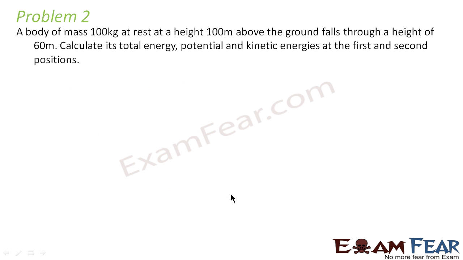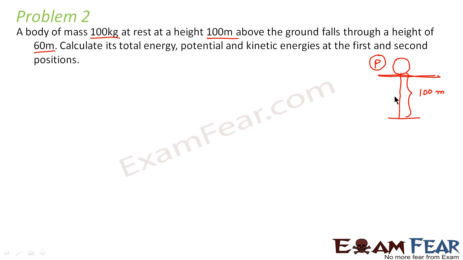The next problem says a body of mass 100 kg at rest at a height 100 meter above the ground falls through a height of 60 meter. That means the body of mass 100 kg is at rest at a height of 100 meter. That means at this height the body is at rest. Now the body starts falling from here through a height of 60 meter. Initially, that means the initial position of the body is this. This is the initial position, say P.